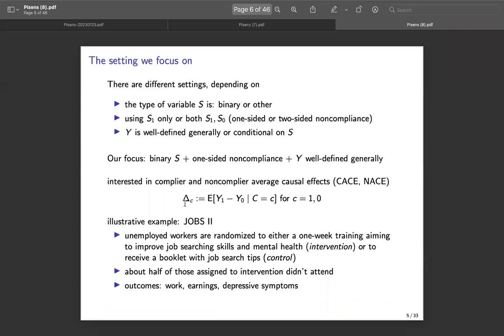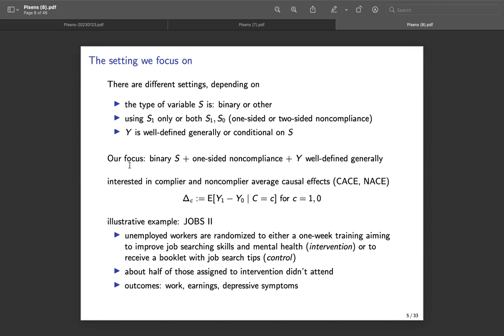So there are many different settings depending on whether S is usually thought of as a binary variable, but it is not necessarily binary, it doesn't have to be. It also depends on whether we define the principal strata based on just one potential value of S or both. And these are often called the one-sided or the two-sided non-compliance settings. And then it also depends on whether the outcome Y is well-defined generally or conditional on S. So in the example where the outcome is quality of life, it's not defined for people who are dead, right?